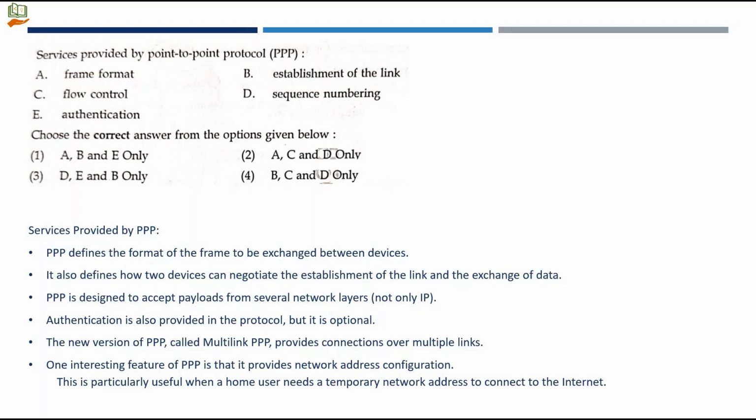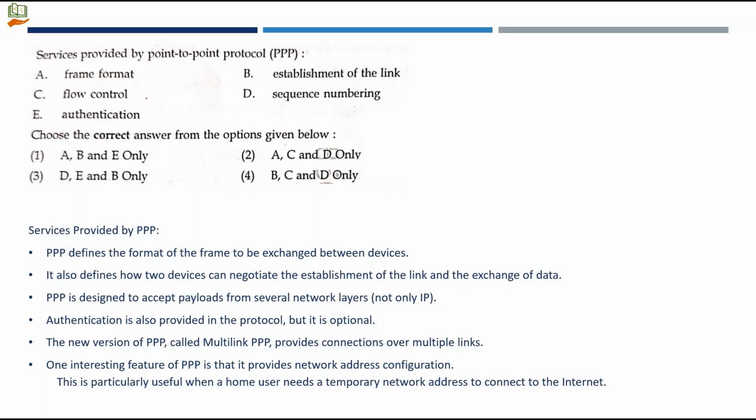The new version, called multi-link point-to-point protocol, provides connection over multiple links. One interesting feature is that it provides network address configuration. This is useful when a home user needs a temporary network address to connect to the internet. There are lots of services given here, so we will try to match with the options.